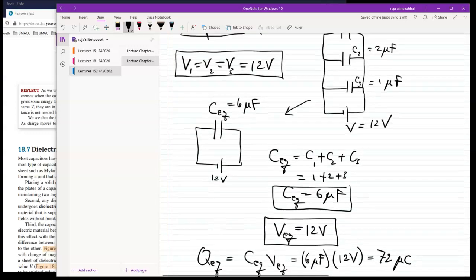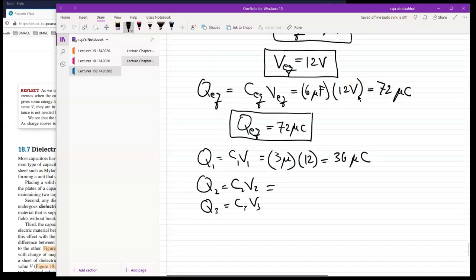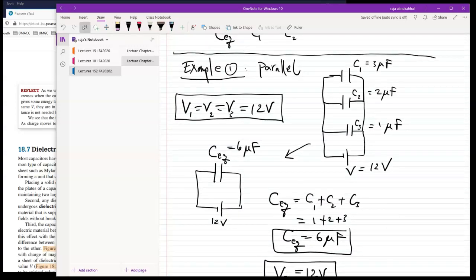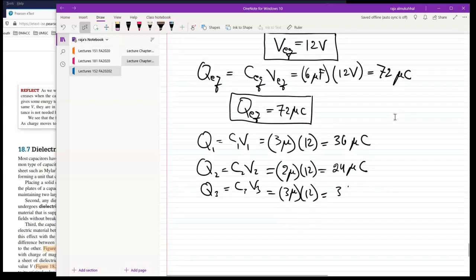C2, again, the picture is 2 right here. So I'm going to go 2 micro times 12, and that's 24 microcoulomb. And then C3 is 3 micro, correct, times 12, and that'll be equal to 36? Did I make a mistake somewhere? Sorry, go back. C1 is 3, C3 is 1 micro, I beg your pardon. So that's going to be 12 microcoulomb, and I'm done.